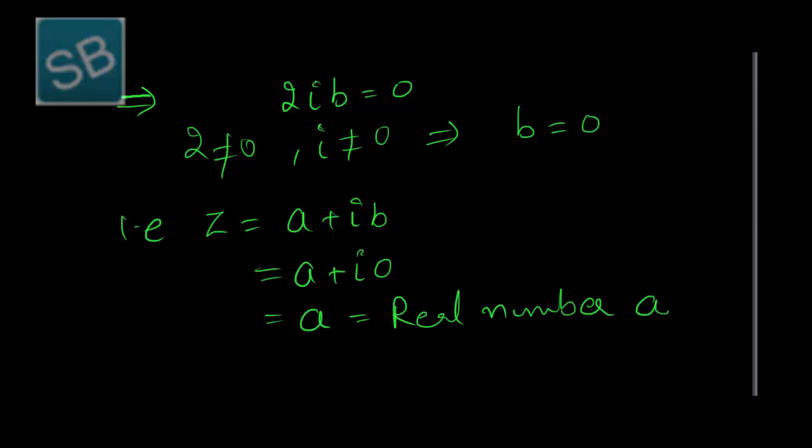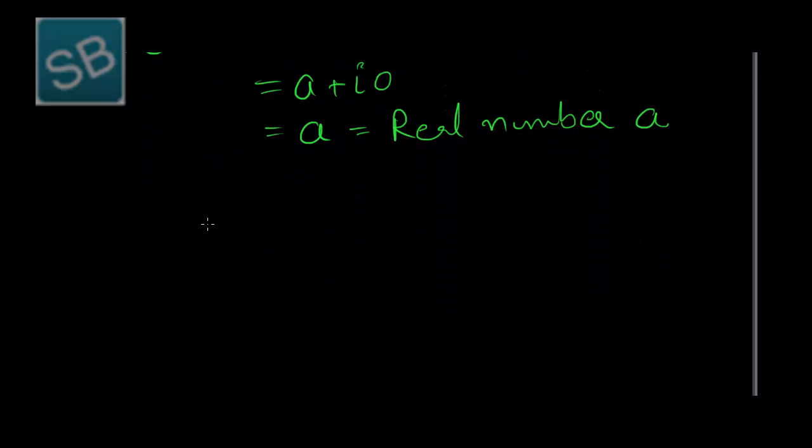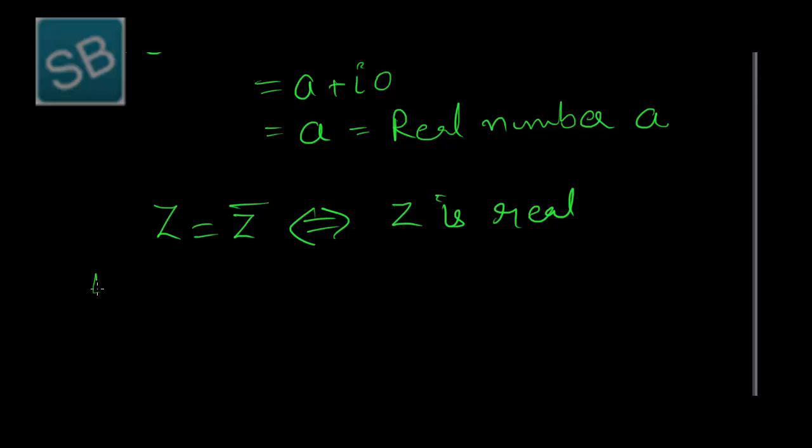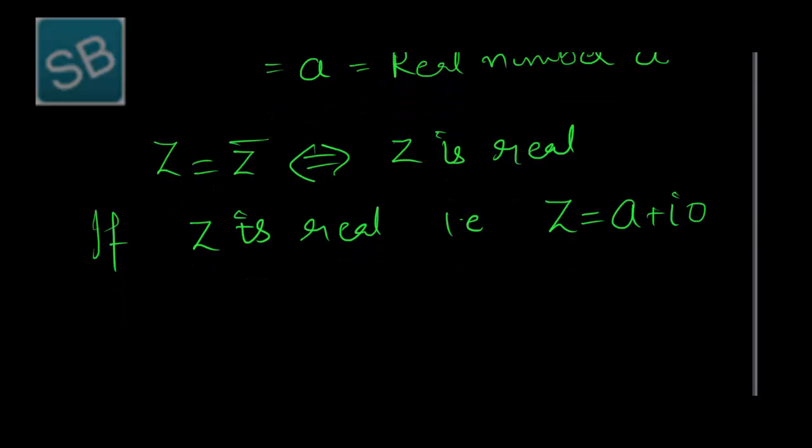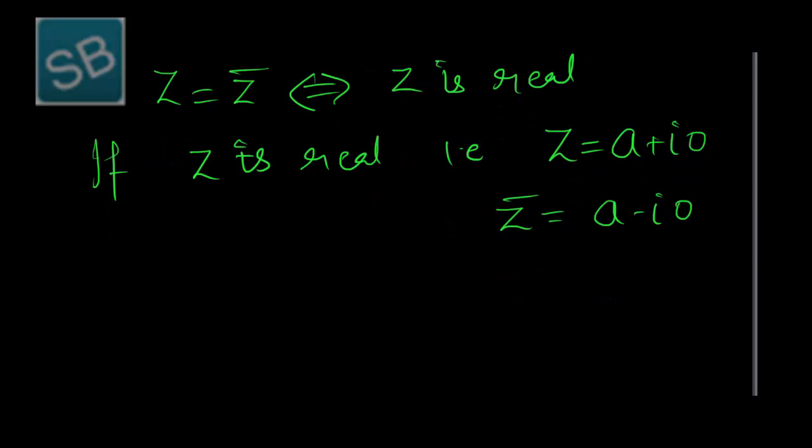Therefore, we have proved that z is equal to z bar implies z is real. Sorry, it is if and only if z is real. So if z is real, that means z is equal to z bar. Let us see the converse part. If z is real, the imaginary part is 0, so z is a plus iota 0. So what about its conjugate? The conjugate z bar is a minus iota 0. So we can say that z is equal to z bar.